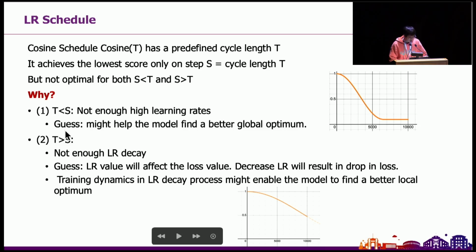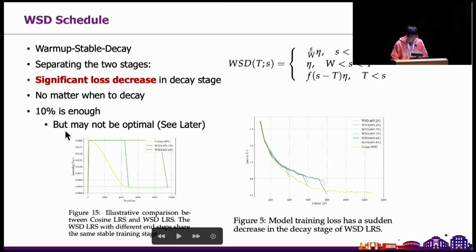And when T is larger than S, we get not enough learning rate decay. So our guess is that the learning rate value will affect the loss value, so decreased learning rate will result in a drop in loss. And the training dynamics in the learning rate decay process might enable the model to find a better local optimum. So our intuition is that we can separate the two training dynamics and propose the warm-up stable decay scheduler.